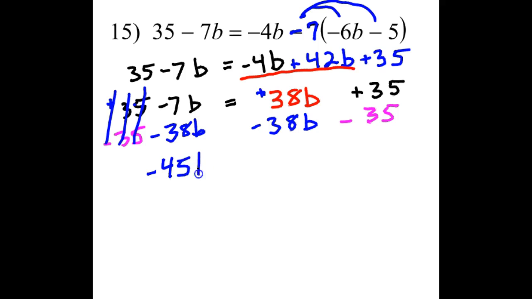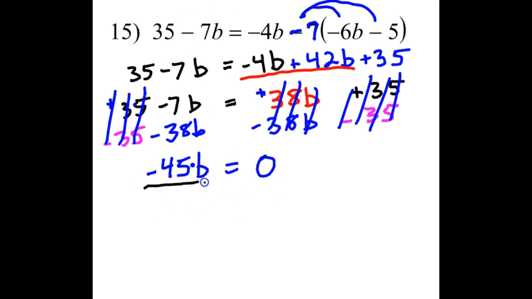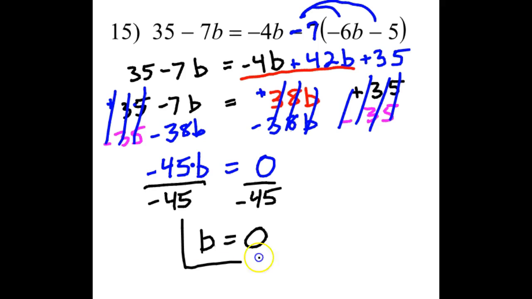-45 times what equals, once again on the right-hand side, the whole thing equals 0. Both of those equal 0. So -45 times what equals 0? Just 0. Yeah. As long as you have a variable, you have an answer. Good.